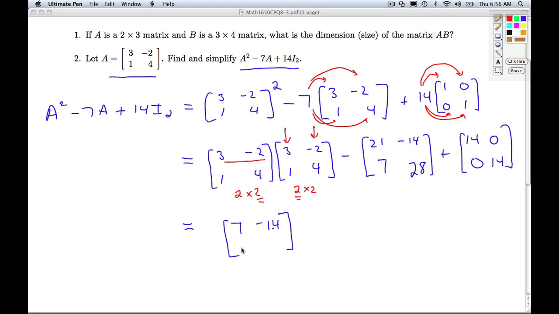To get the second row of the product matrix, I'm going to use the second row of the first factor times each of the columns in the second factor. So I take the second row times the first column. I get 1 times 3, which is 3. 4 times 1, which is 4. Add those together, I get 7. I take the second row times the second column. 1 times negative 2 is negative 2. 4 times 4 is 16. Negative 2 plus 16 is a positive 14.